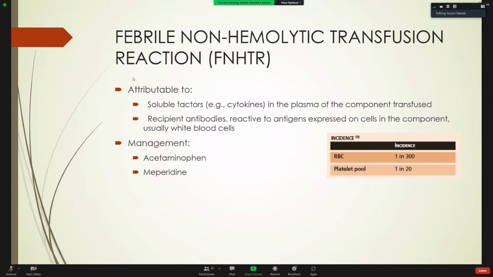Febrile non-hemolytic transfusion reaction, it's usually mild, caused by soluble factors like cytokines in the plasma and the component transfused. Recipient antibodies react to antigens expressed in the cells of the component, usually white blood cells. Management, we give acetaminophen, meperidine. Anyway, most of the blood products that we have are washed and leukocyte reduced, which decreases the risk, about 1 in 300 with RBCs and 1 in 20 with platelets.